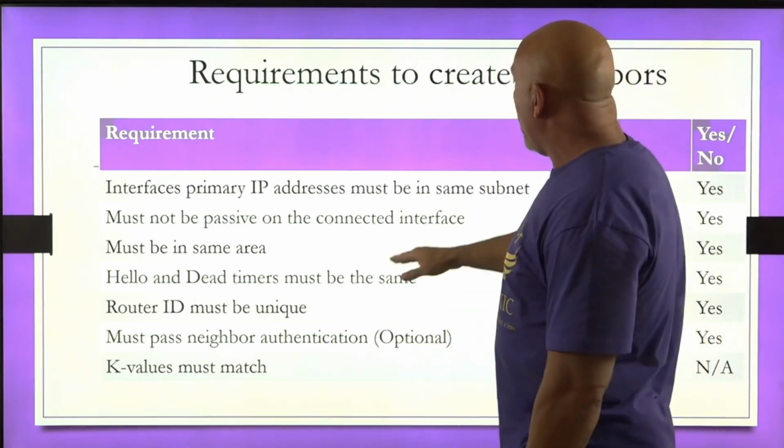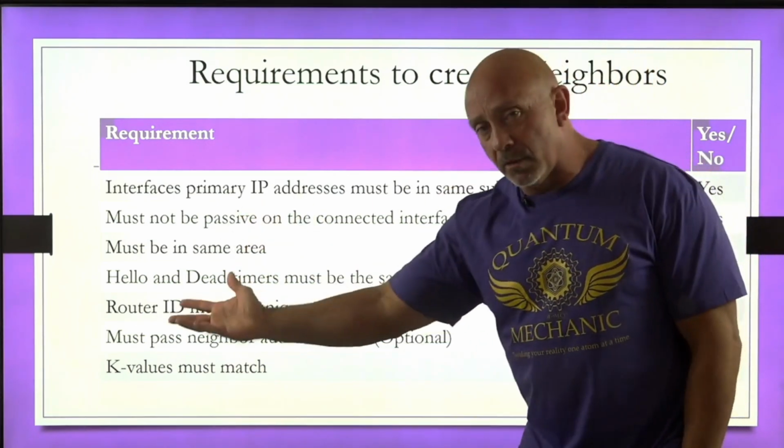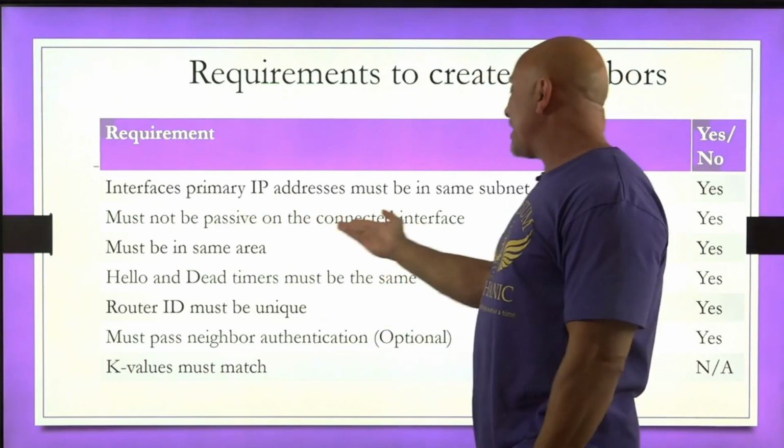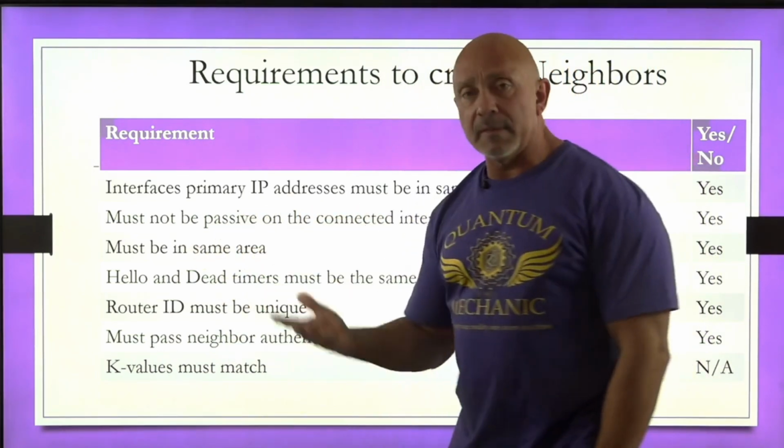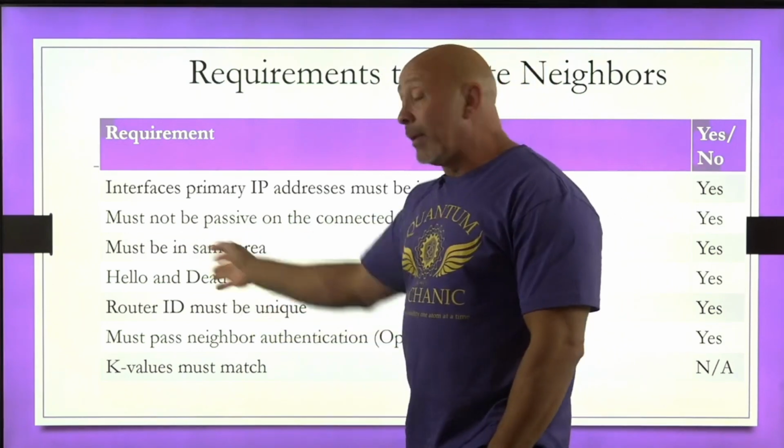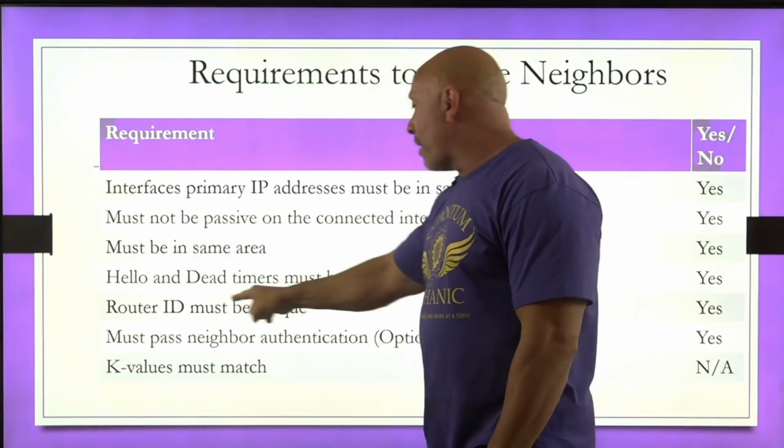Now, requirements to create neighbors. This is important. All right. Must be in the same subnet. Hello. We know this. Must be passive on a connective interface. Okay. Must be in the same area. Yes, we know this. All right. Hello and dead timers. I told you that. The router ID must be unique.